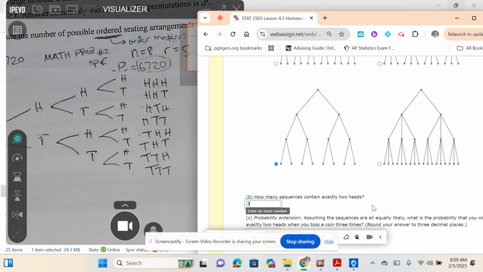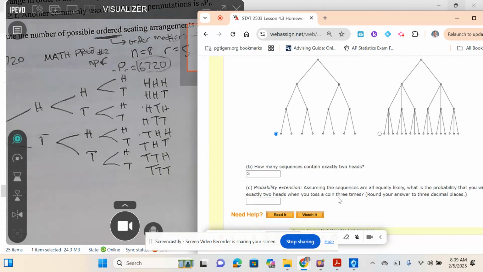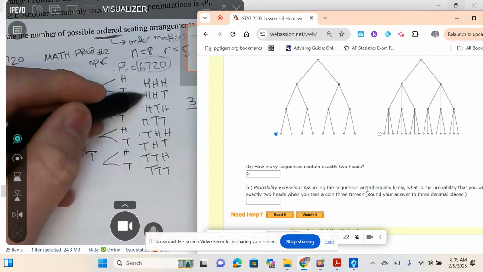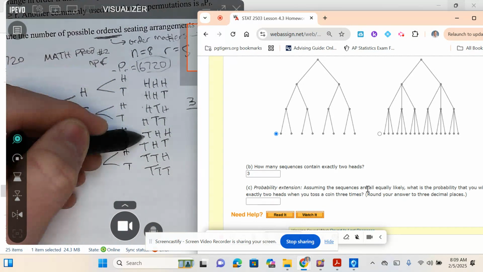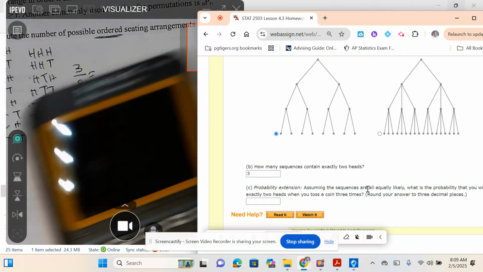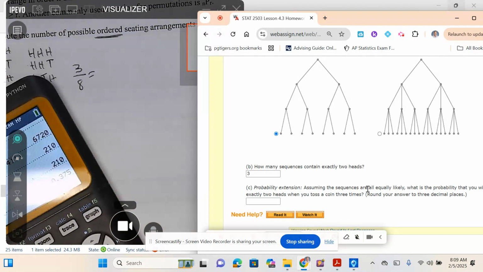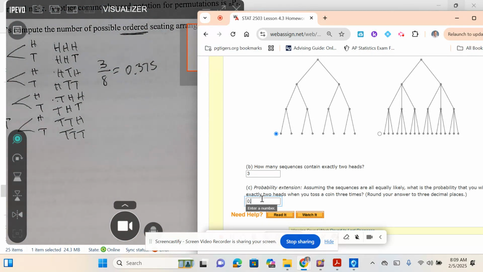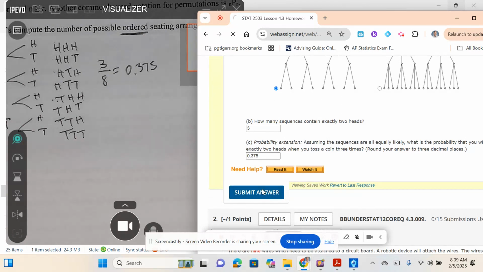So a little bit of a probability extension here. We did this in the notes. Assuming the sequences are equally likely, we have a fair coin. What's the probability that you'll have exactly two heads? So three of them have exactly two heads, and these are all equally likely out of how many possible outcomes? 1, 2, 3, 4, 5, 6, 7, 8. So it'd be 3 divided by 8. And we want to do this as a decimal. So 3 divided by 8 is 0.375. Okay. And so that's the probability of getting exactly two heads.